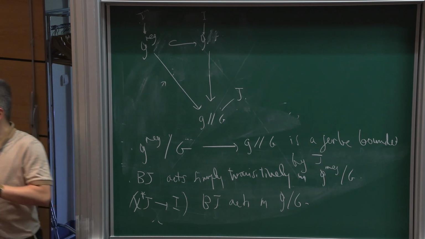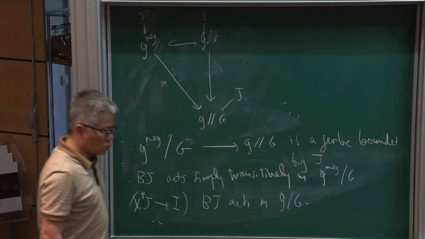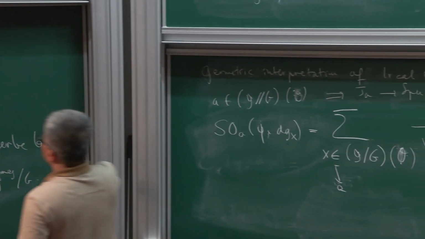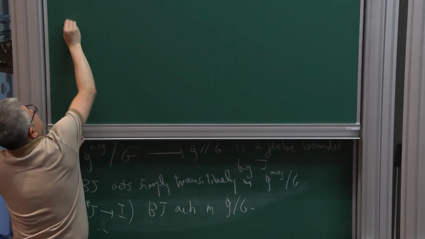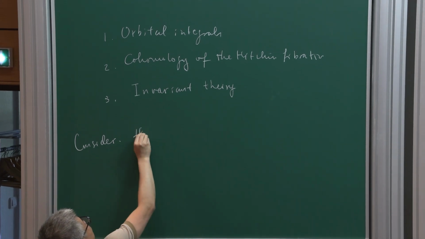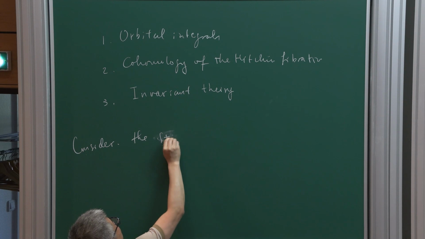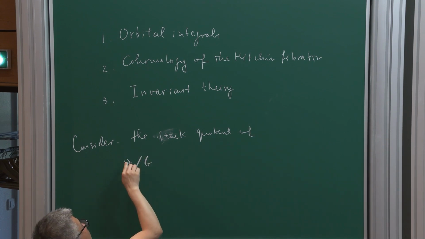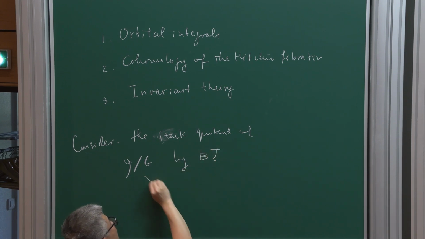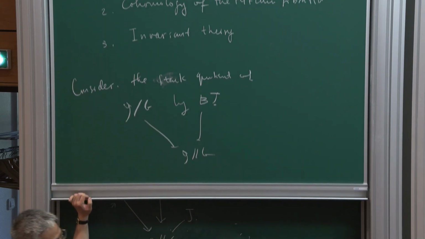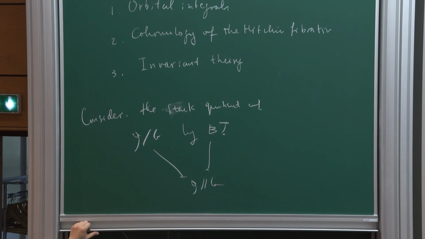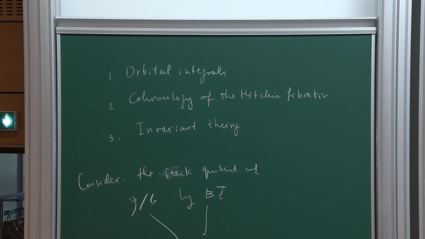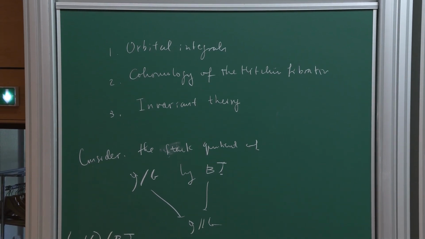So this is really something where you need to think about two categories, but you can make a quotient. Consider the categorical quotient, the stack quotient, of G mod G by BJ, the whole thing over G mod G. Let me denote this by G mod G; I'm sorry if the notation has become a bit heavy. So the map is to G mod G.